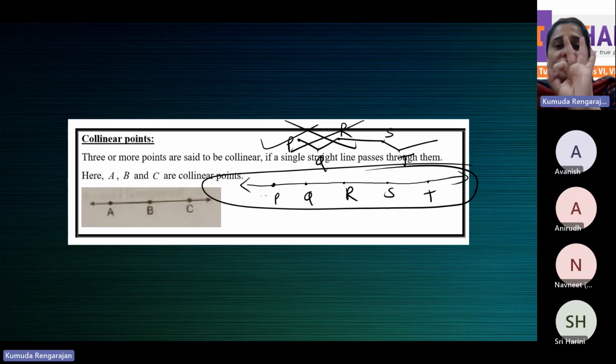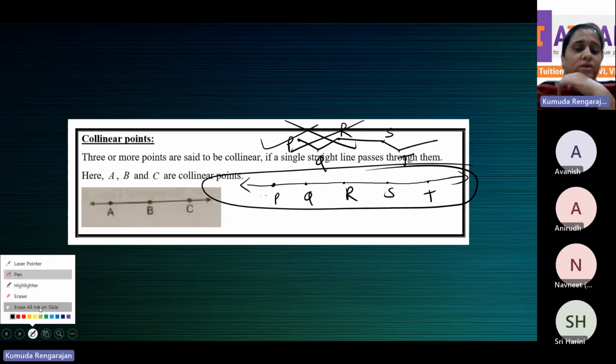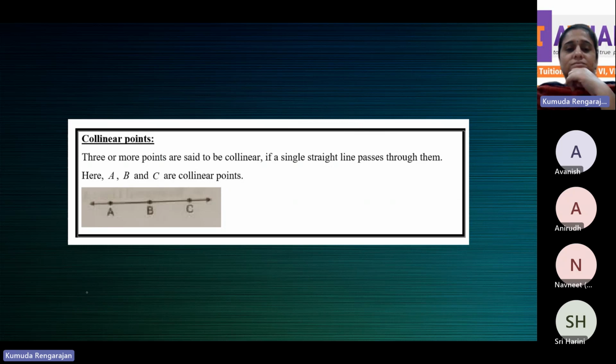So collinear is about 3 points or more than 3 points. For collinear points, you must have at least 3 points. 3 or more than 3 points are said to be collinear if they lie on the same straight line.